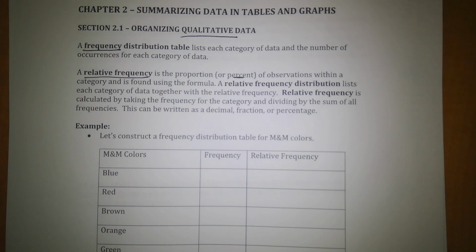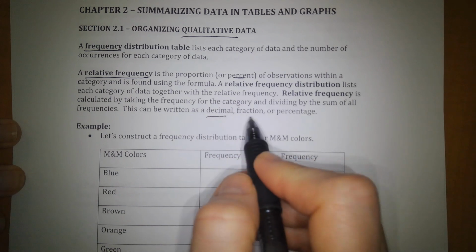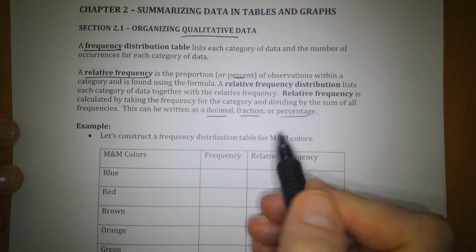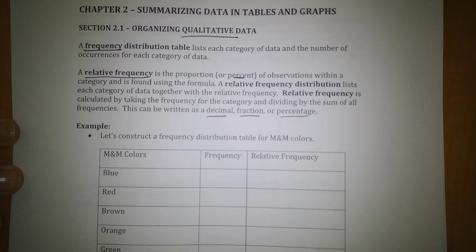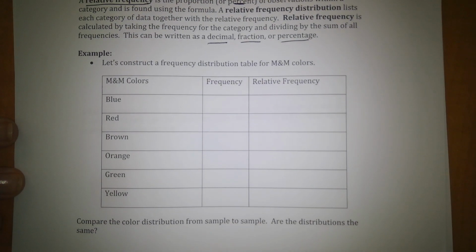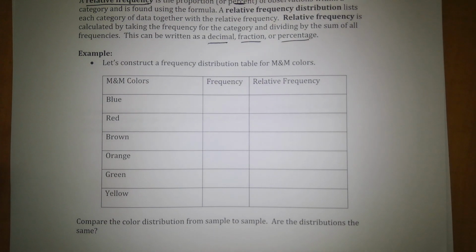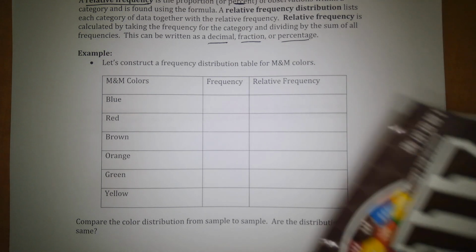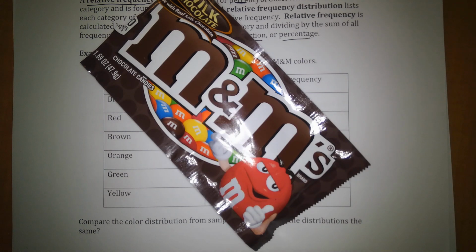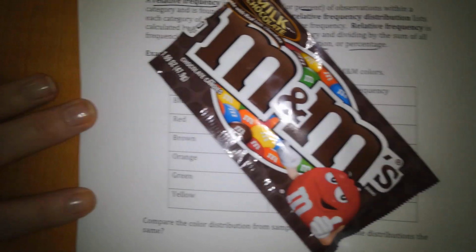A relative frequency distribution lists each category of data together with the relative frequency. It is calculated by taking the frequency and dividing by the sum of all the frequencies. And you could write these as a decimal, a fraction, or a percentage. And I'm going to show you all three in this table below. So here we're going to do an example of frequency distribution table for M&M colors. I took a bag of M&Ms and I spilled out all of the contents onto this piece of paper, which I'm going to show you here.